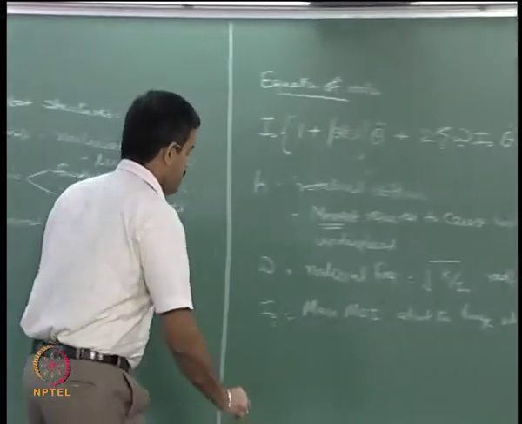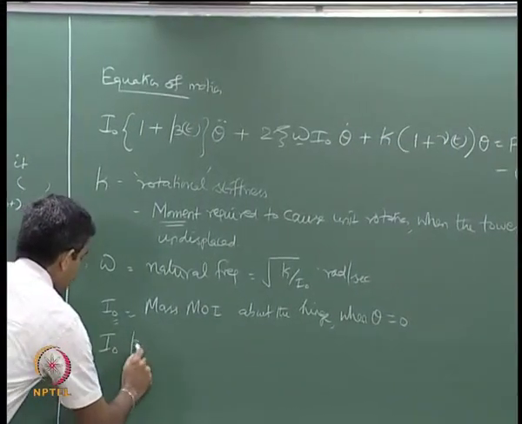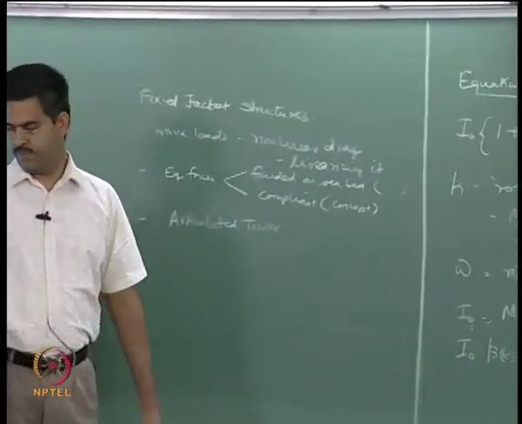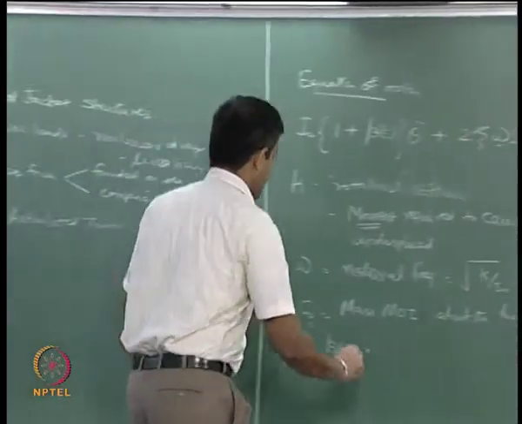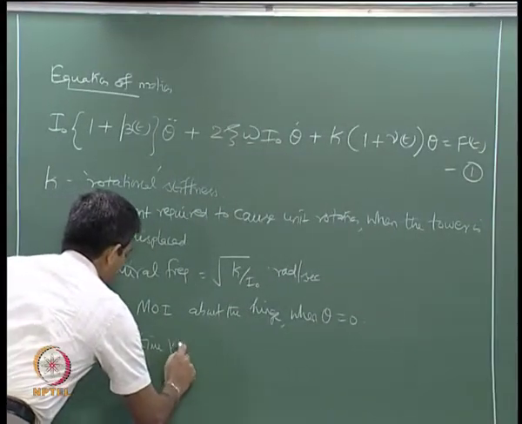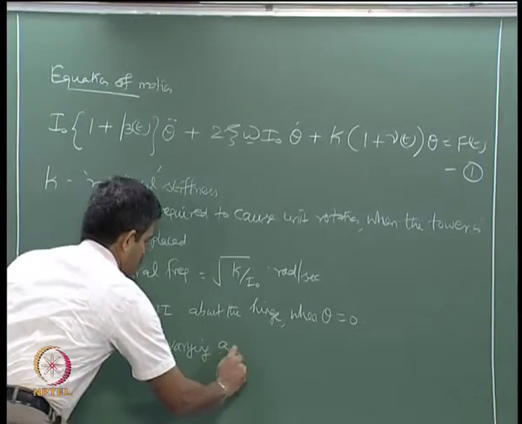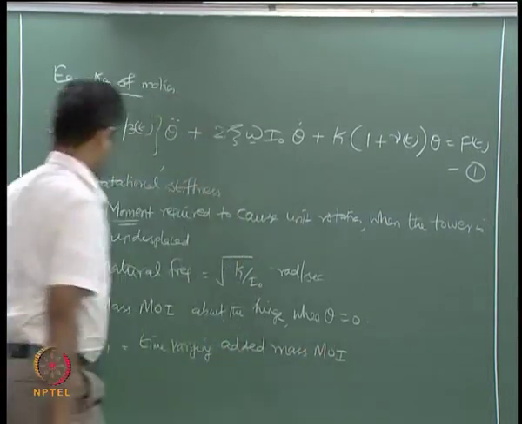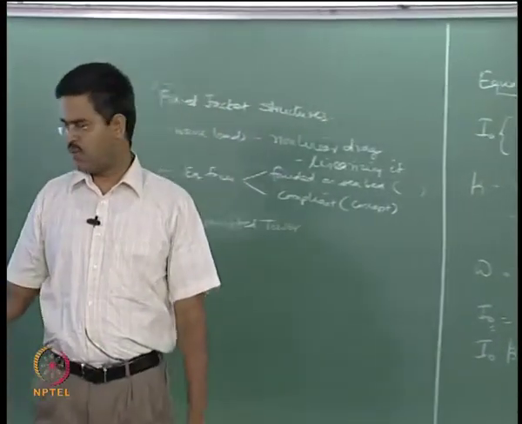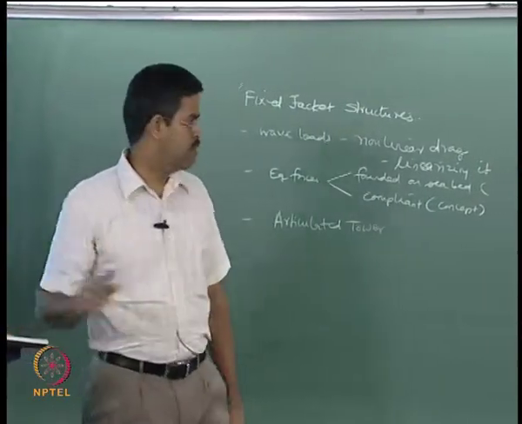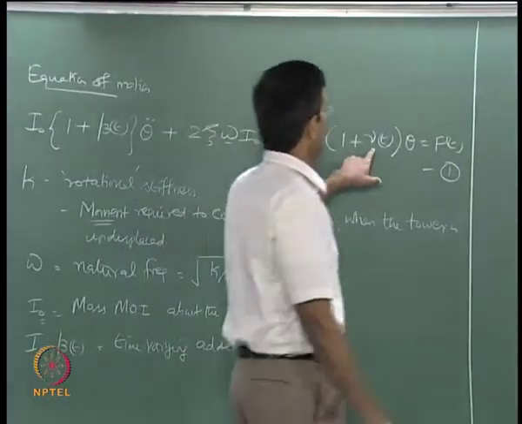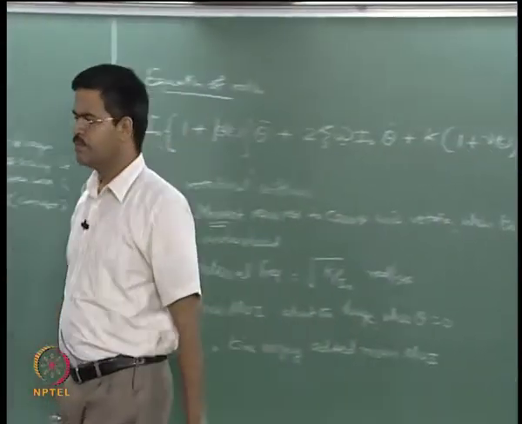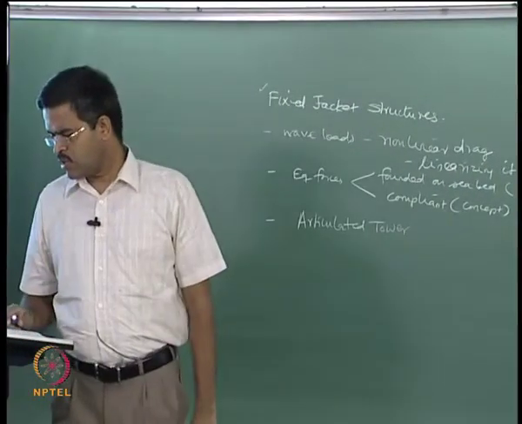I naught beta of t is the added mass term, the time varying added mass moment of inertia. I will come to how to compute this. It is the time varying added mass moment of inertia, whereas K nu t is again a time varying rotational stiffness.